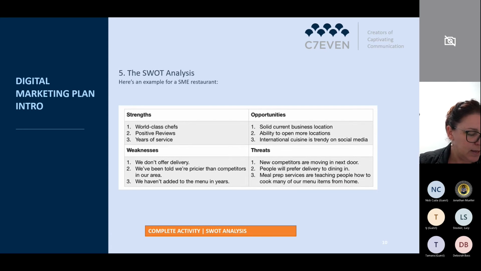Opportunities that they see for their business are that they've got a solid current business location. They've got the ability to open more locations, so their business model is scalable. And they've got international cuisine that's really trendy on social media at the moment. Weaknesses that this particular business has seen is they don't offer delivery. Obviously during COVID, this would have been a massive weakness for them. They've been told that they're pricier than their competitors in the area. They're going for that premium price, given that they've got these world-class chefs, but at the same time, they're acknowledging that they are losing sales because of it. And they haven't added a menu in years, so they're starting to get a little bit tired.